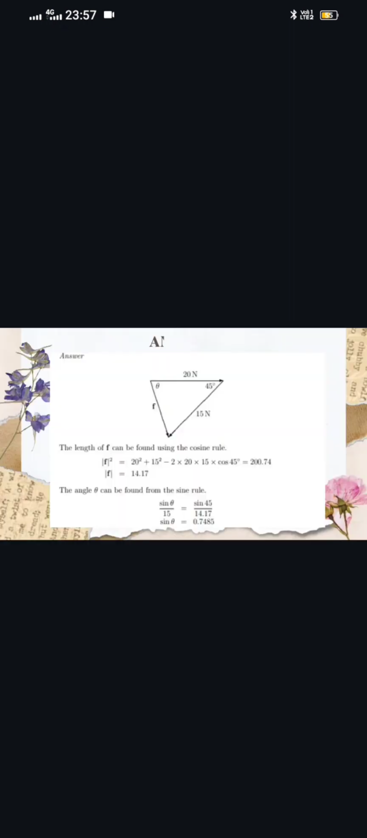So the resultant force F has length 14.17 Newton and direction 48.46 degrees relative to the horizontal. That's all.